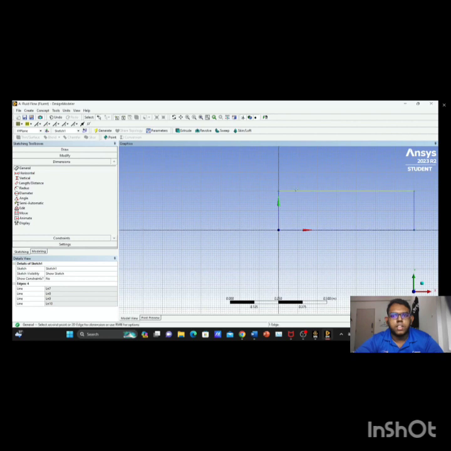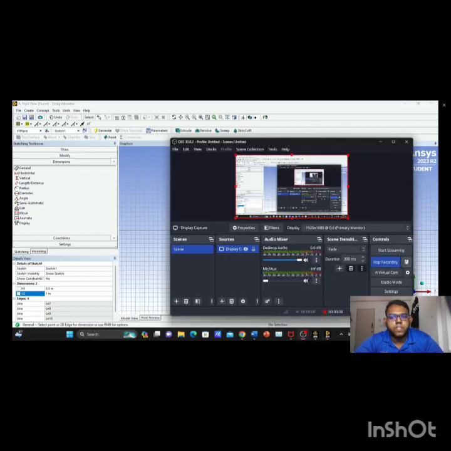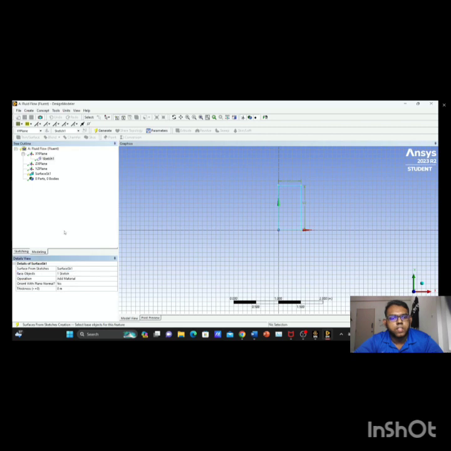We start by creating the geometry for our project. Firstly, we start with creating the horizontal and vertical lines. Check the horizontal value is 5 meters, while the vertical value is 1 meter. Then we generate our geometry.